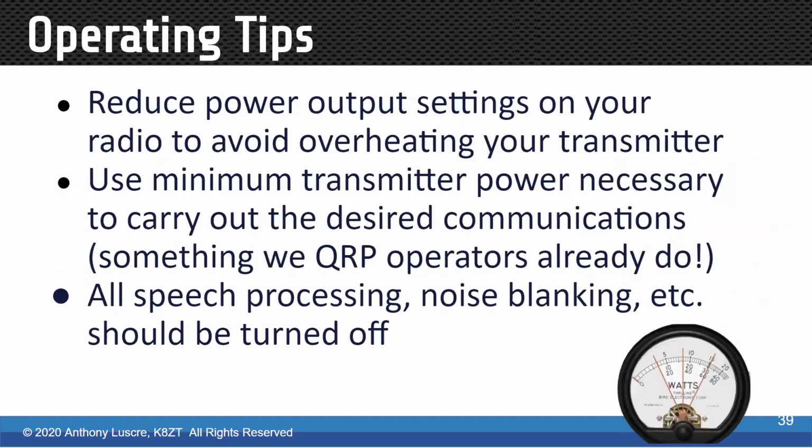Some other operating tips. You may need to reduce your power output to avoid overheating your transmitter. Remember, this is a mode that is continuous key down for long periods of time, so your radio may not be able to operate at the same power that it would at CW or single sideband, with a more intermittent mode such as that. Also, you don't need all that power, but that's something that as a QRP operator I already do anyway.